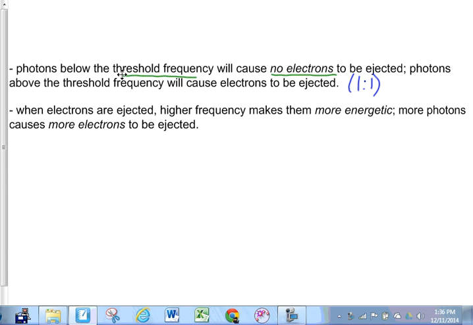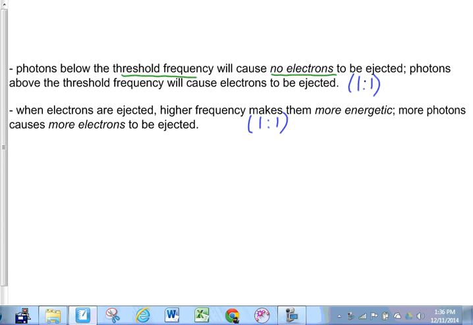Now, if you are above the threshold frequency, then brighter light does matter. Okay. Above the threshold frequency, then again, it's a one-to-one ratio. So a single photon will cause a single electron. 1,000 photons will cause 1,000 electrons. But a photon that's way above the threshold frequency is way above the minimum energy necessary. So the electron that's ejected is going to be more energetic in itself.